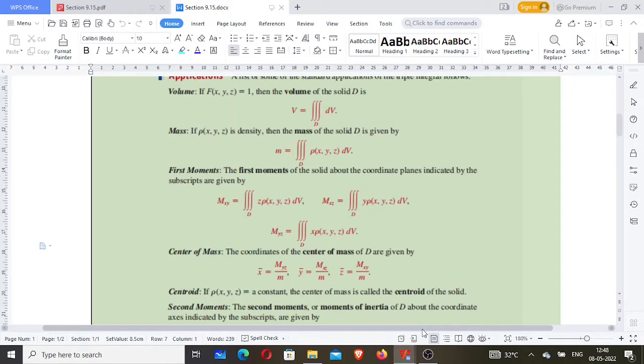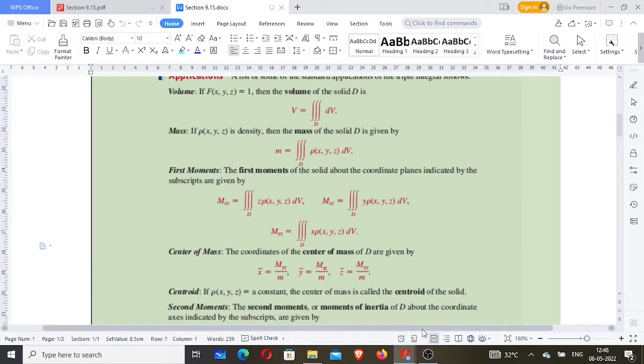We have if our function f of x y z equal to 1, then the volume of the solid D is given by V is equal to triple integral over D dV. If the density is 1, then the mass of the solid is given by m is equal to triple integral over D rho of x y z dV.